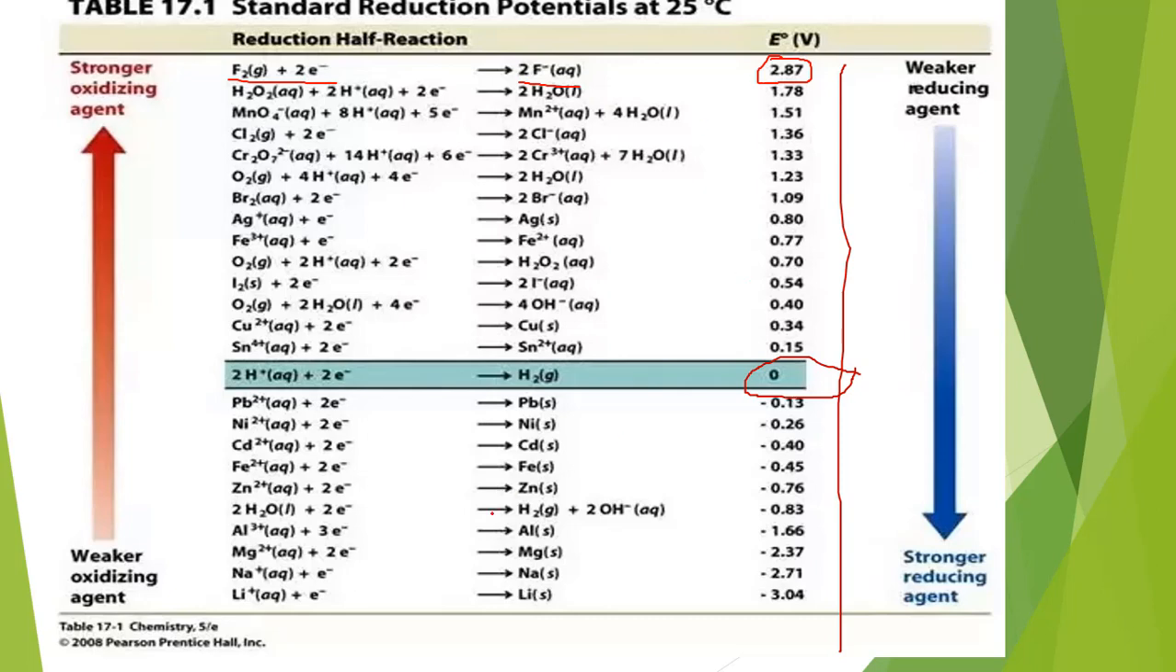If you go for lithium plus, this lithium plus is not at all taking the electrons. See here, the value is minus 3.04. It indicates that it is 3.04 times losing electrons. Instead of taking electrons, it is losing electrons. These are all reduction potential values. Reduction potential value means the electron taking tendency, we can say.